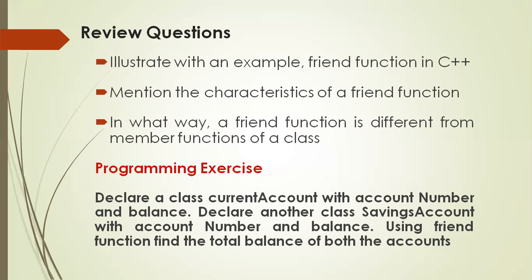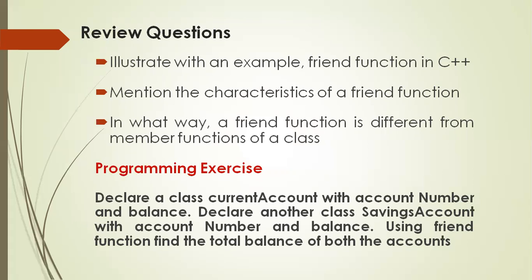The difference is, a friend function is a non-member function. A member function is a member function. Next, a friend function has to be defined only outside the class. A member function can be defined either within the class or outside the class. A member function can be called through an object, whereas a friend function can be called directly. A member function can access the private data directly, whereas a friend function can access any private data through the object which is passed as argument.